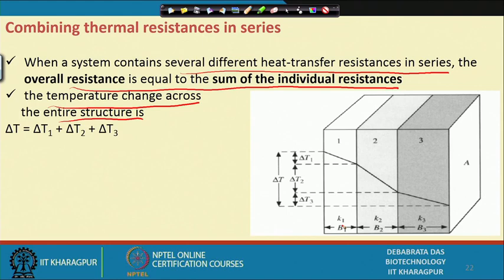So, let us have one resistance, two resistance, three resistance, and see how the temperature is changing across the different resistances that we have. So, the total temperature change is del T1 across this layer, del T2 across this resistance, and del T3 across this resistance.